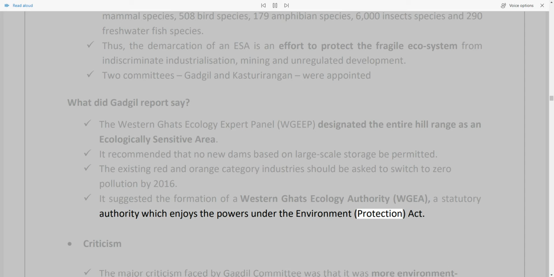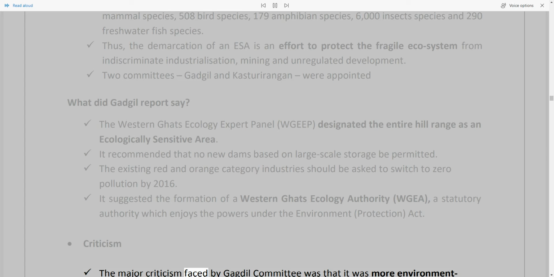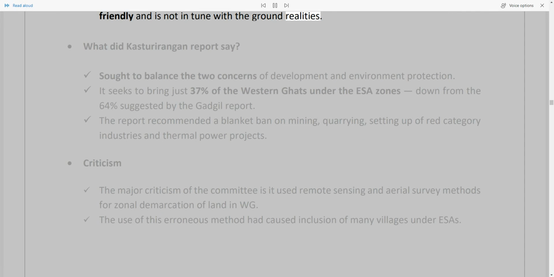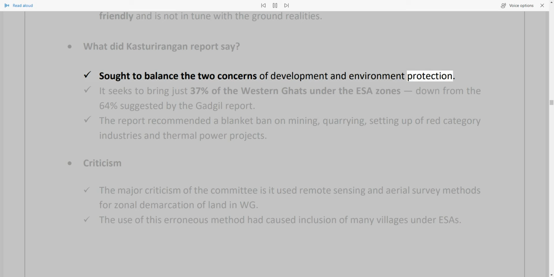Environment Protection Act. Criticism. The major criticism faced by Gadgil Committee was that it was more environment-friendly and is not in tune with the ground realities. What did Kasturirangan report say? Sought to balance the 2 concerns of development and environment protection.